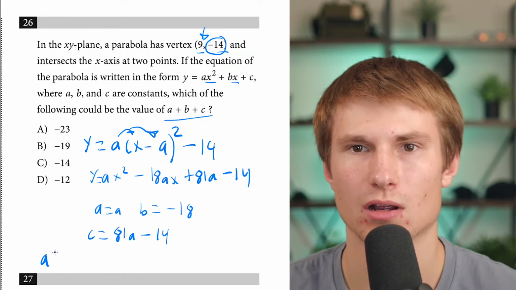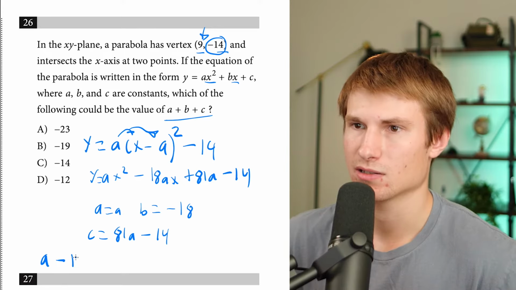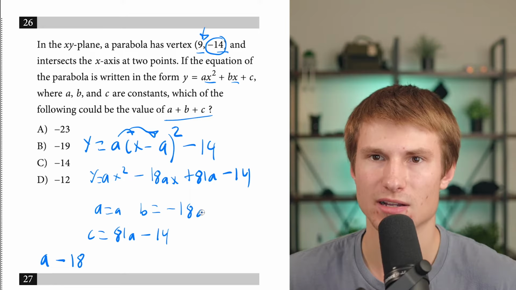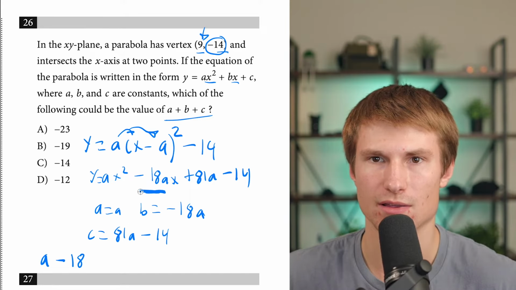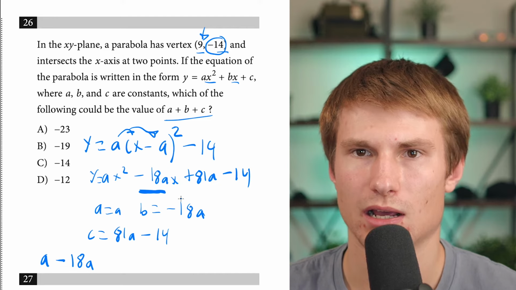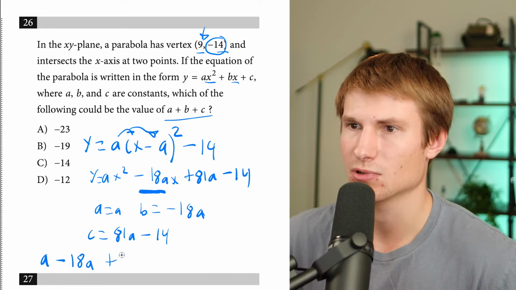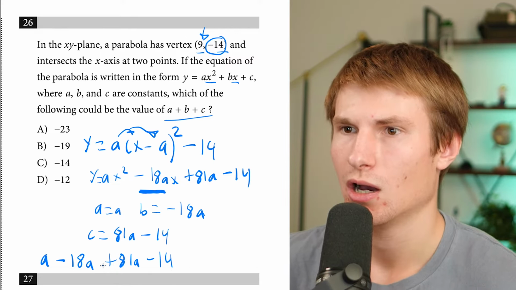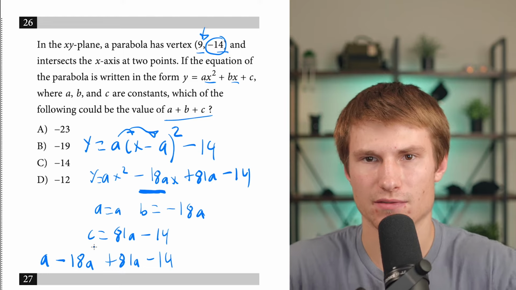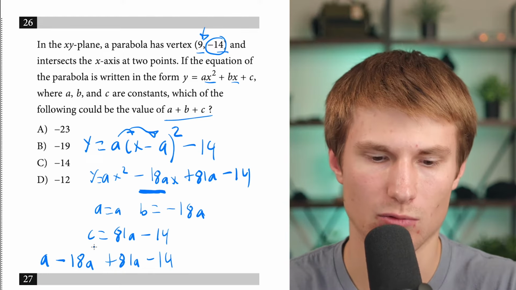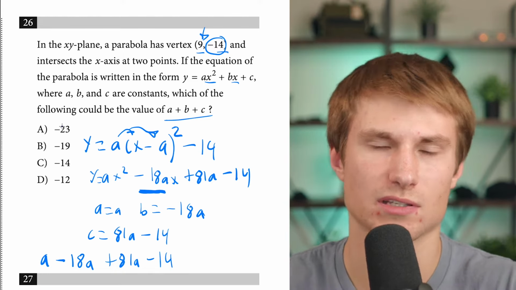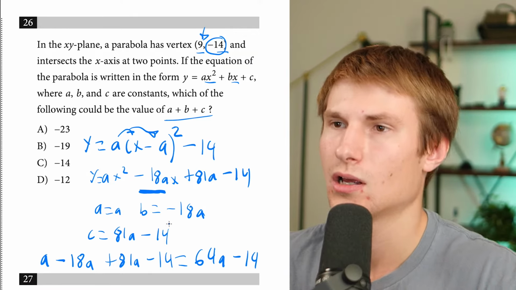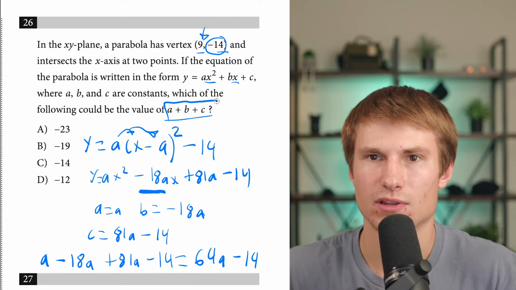All right, so we got the values of a, b, and c. Let's go ahead and sum them together. So a plus b is going to be the same as a plus negative 18, which is the same as a minus 18a, right? Because we have minus 18a there. Okay, so a minus 18a, and then we've got plus c, so plus 81a minus 14. Let's go ahead and combine all these a terms. So a minus 18a will give us negative 17a, negative 17a plus 81a, negative 17 plus 81, that's going to give us 64a, so that'll equal 64a minus 14. Okay, so now we've got the value of this sum.